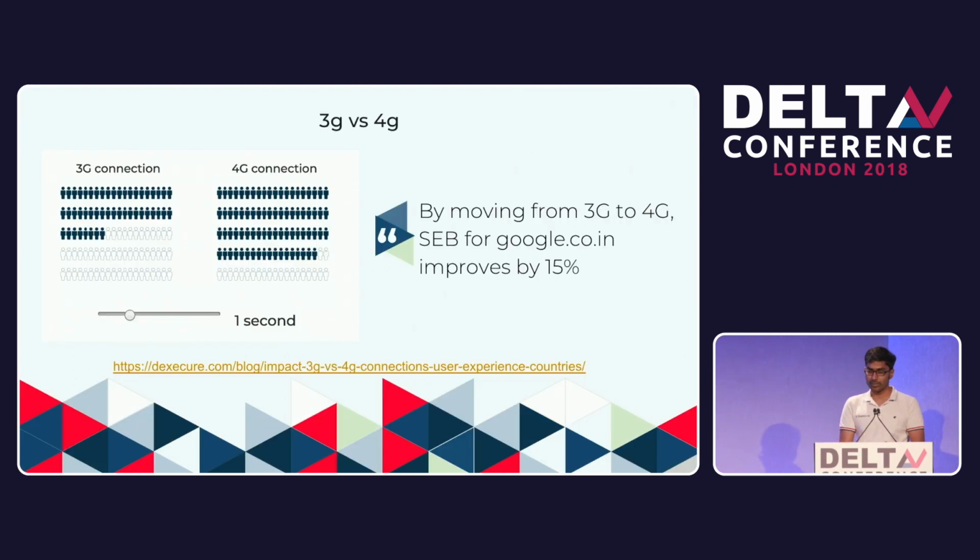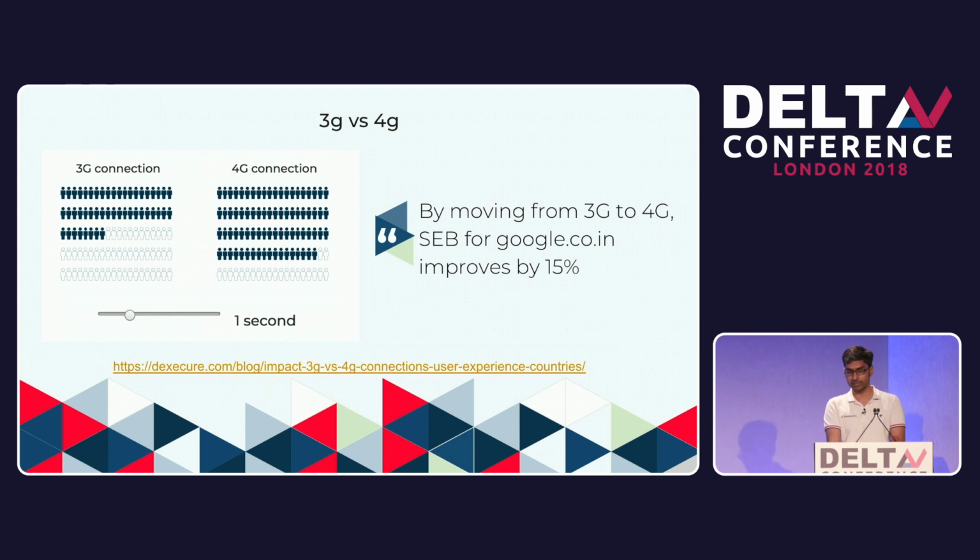So one of the things that we did is to figure out how, if a user is using a 3G or a 4G connection, how much it affects the user experience. So for the same website, say google.co.in, the very fact that you move from a 3G to 4G connection means that 15% more users would see the first contentful paint happen in a second.